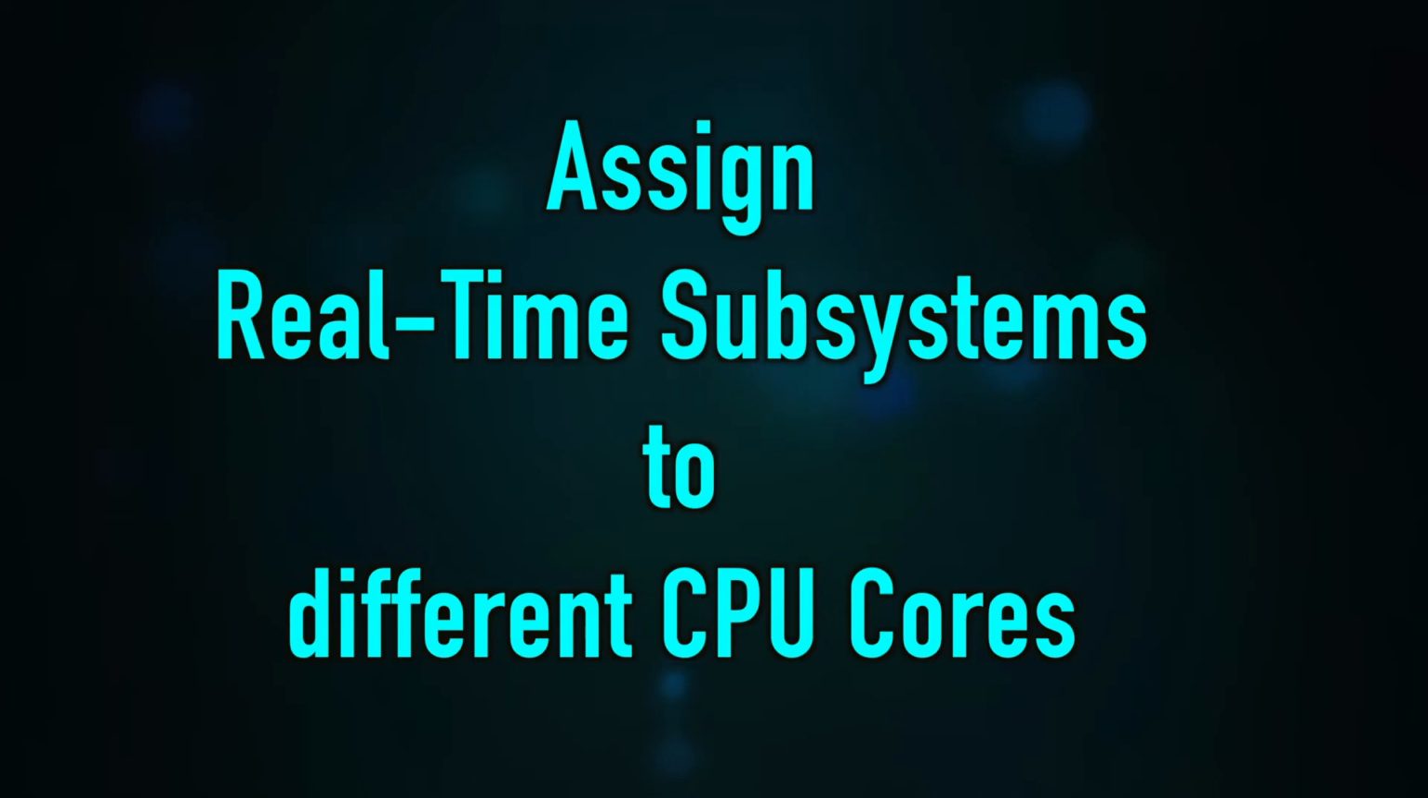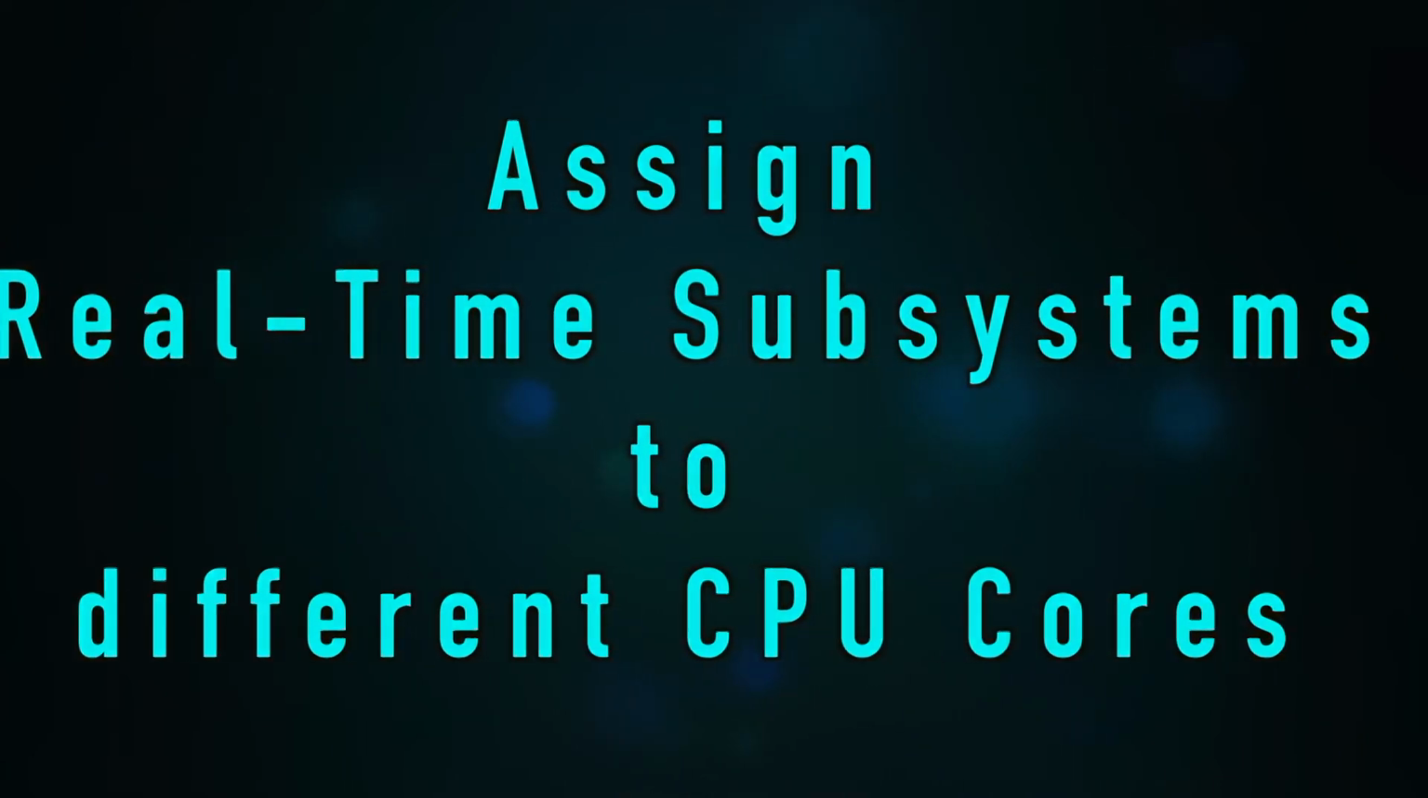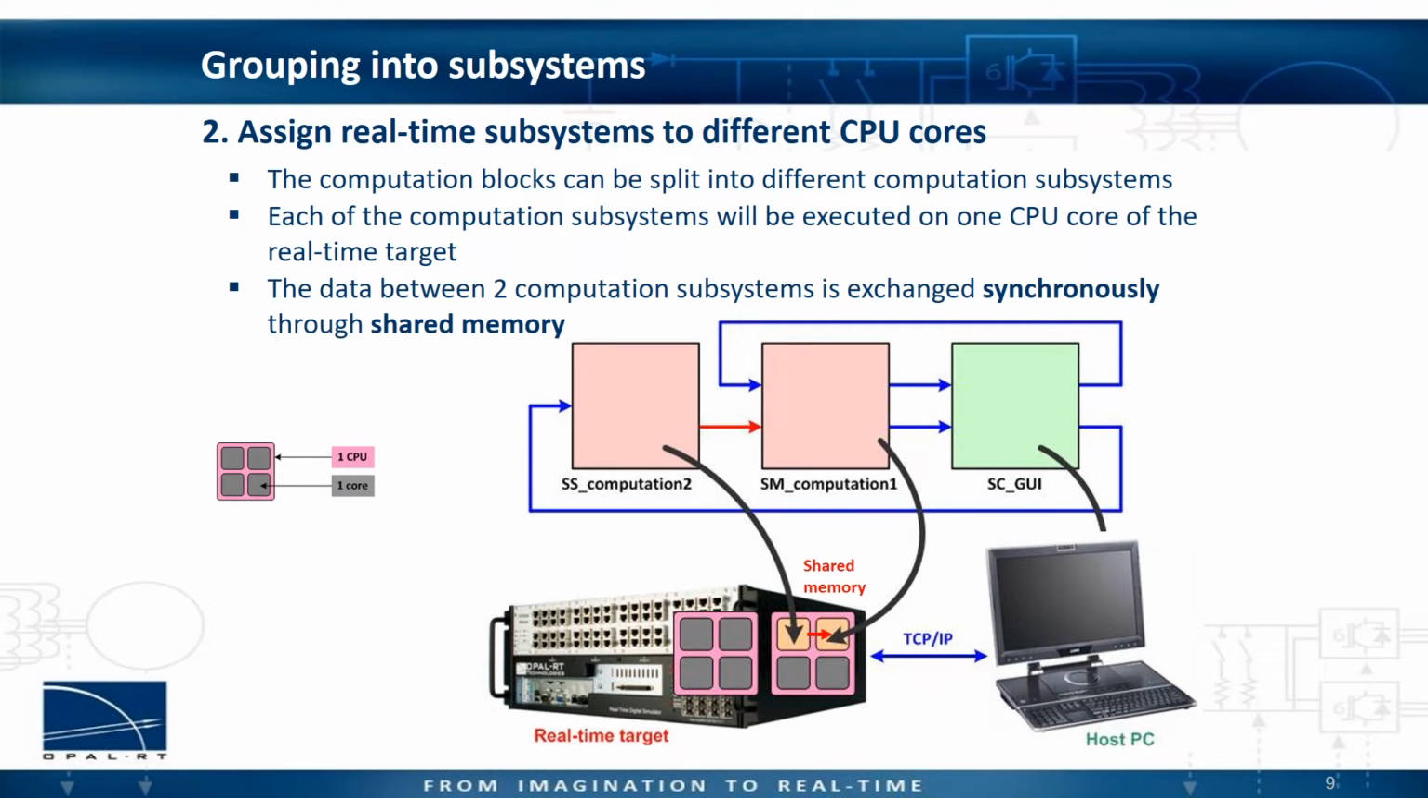Now, assigning real-time subsystems to different CPU cores. For example, you have multiple cores and you want to assign different tasks to each core. So you have to identify which part of your model will be assigned to core 1 and which part to core 2. Then you just have to make subsystems, and automatically these subsystems will be allocated to particular cores. You don't have to do this manually, but there is an option to do it manually as well, if you wish. You just have to make subsystems on the top level so that they can get automatically allocated.